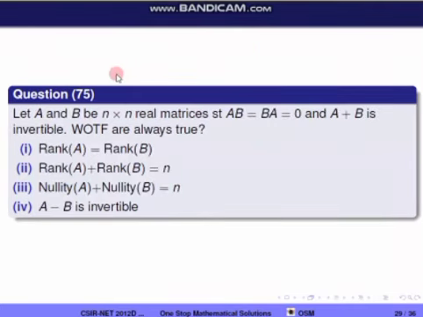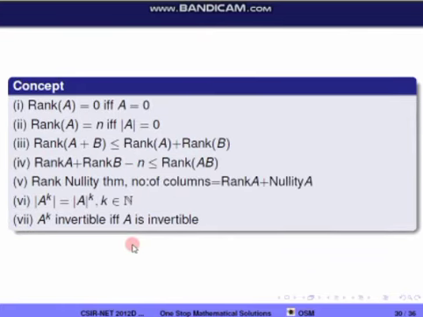Next question, question 75. Let A and B be n cross n real matrices such that AB is equal to BA is equal to 0 and A plus B is invertible. Which of the following are always true? So we are given two matrices which satisfy these two conditions. Then we have to check which option is correct. So we'll look into the concepts used. Rank of A is equal to 0 if and only if A is equal to the 0 matrix.